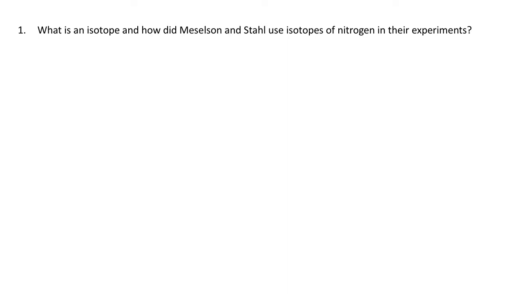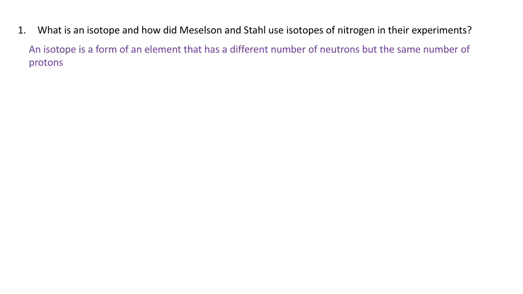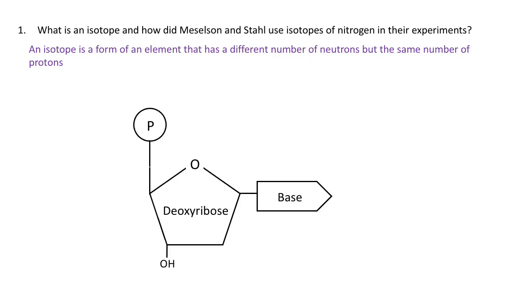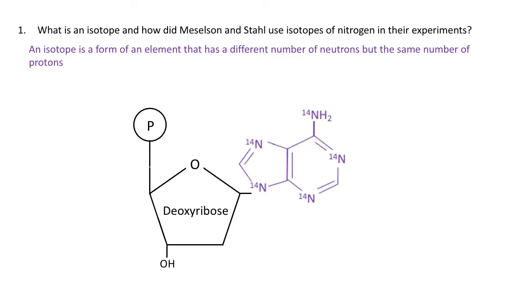So your answer for an isotope should be something like this. And so in the case of Meselson and Stahl, if we consider a DNA nucleotide, this is a very basic structure of a DNA nucleotide that you should be able to draw. What Meselson and Stahl did was to use isotopes of nitrogen. So if we look at the structure of that base in more detail, this is adenine as an example, we can see those nitrogens in the adenine, and in this case they're nitrogen 14.